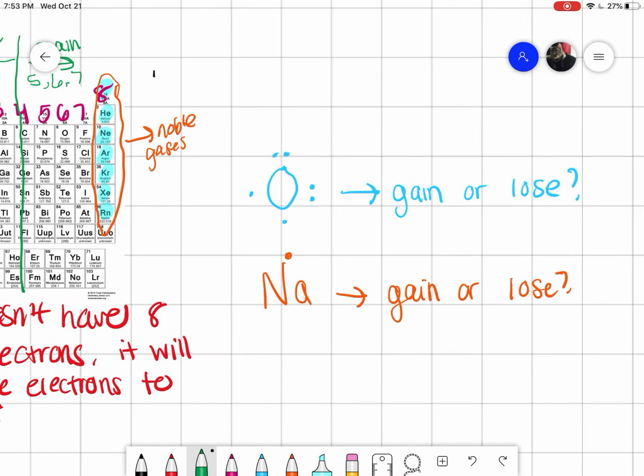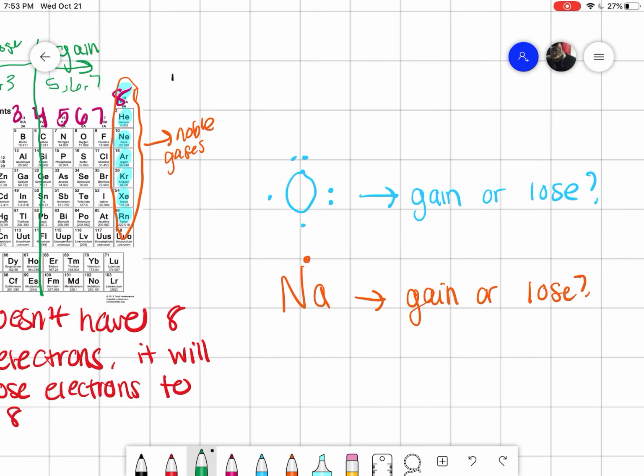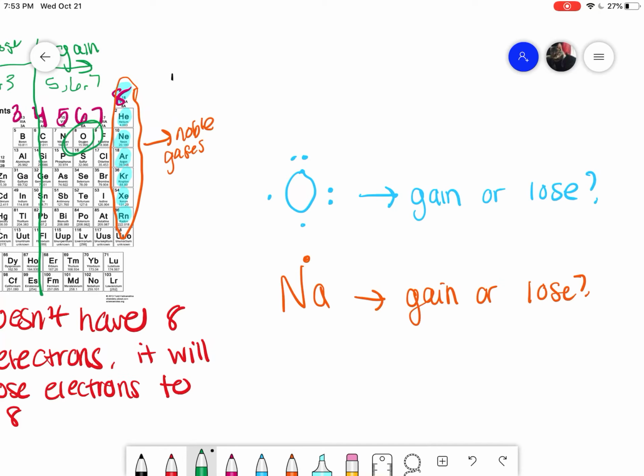Looking at elements and the Lewis dot structures, how do we know if it's going to gain or lose? Well, if we look at oxygen, on the periodic table it is right there. If we count how many valence electrons are on the Lewis dot structure of oxygen, there's 1, 2, 3, 4, 5, 6. 6 valence electrons means it is going to gain. It's going to gain 2 to get to 8 because it has 6.